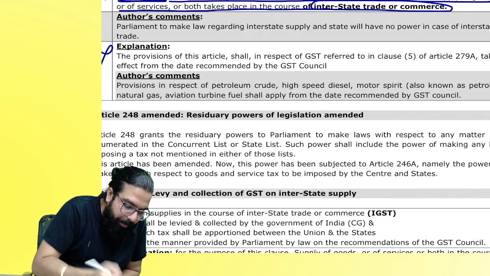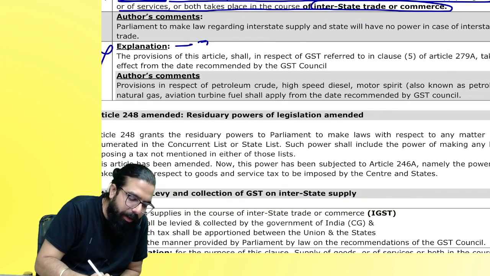The explanation you will not understand now. Once we read article number 279A, then you will understand, not now.